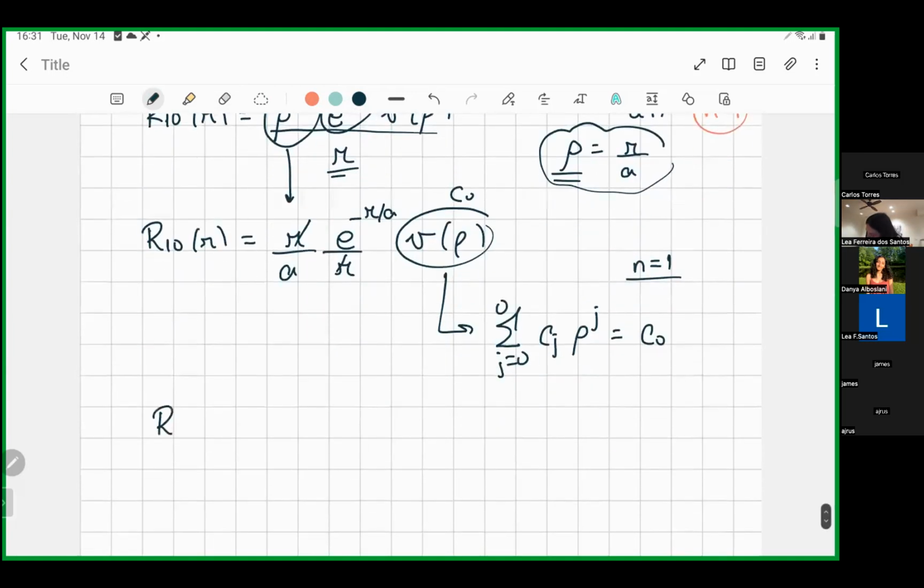Okay, so let's go. R10, the radial part for the ground state, is exponential minus R over A times C0. So excellent, we're almost there. But we don't have the C0. So what is it that we are going to do? If I was in class, I would stop here and ask you. If anyone wants to scream there. You see? To find C0, nobody wants to say.